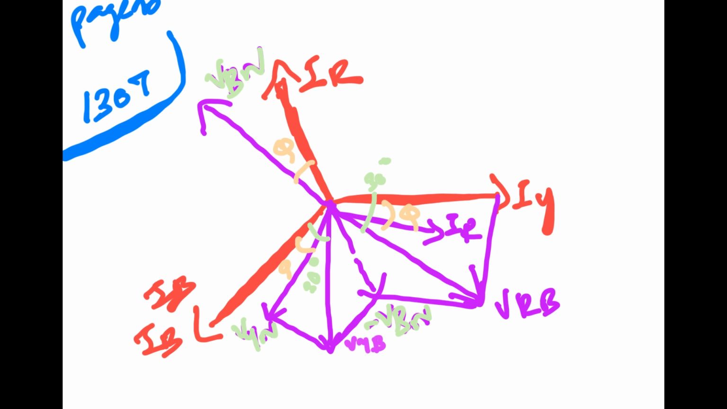We know VBN, VYN and VRN are the phase voltages, and IR, IY and IB are the line currents. The angle between IR and the phase voltage is phi, and the angle between the line current and the line voltage is 30 degrees.